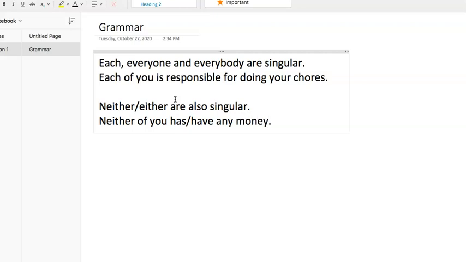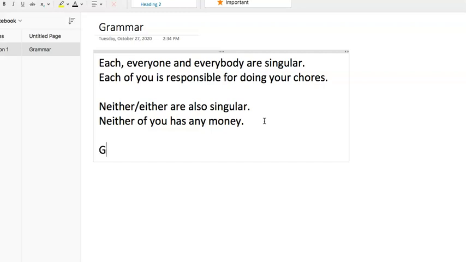Because I know I'm talking to more than one person when I say neither of you, right? I'm talking to at least probably two people. Has or have any money. Again, neither is singular, and that means the verb we're going to pick needs to be has and not have. So these are two important concepts that people pretty commonly get tripped up on, and because of that, we want to be familiar with the fact that they're singular.